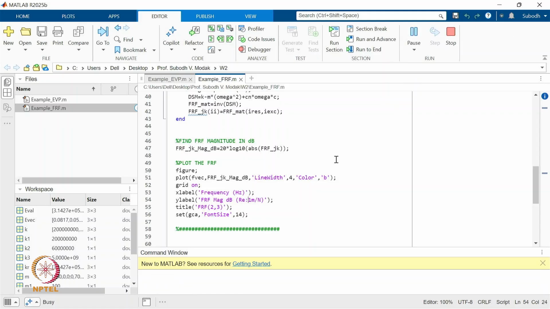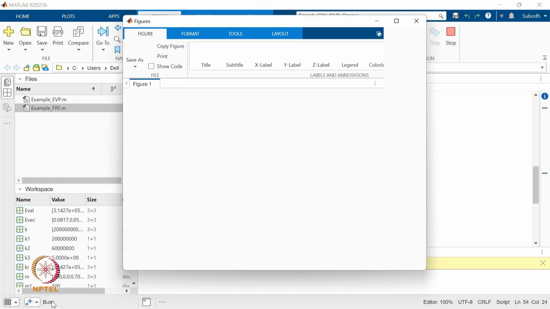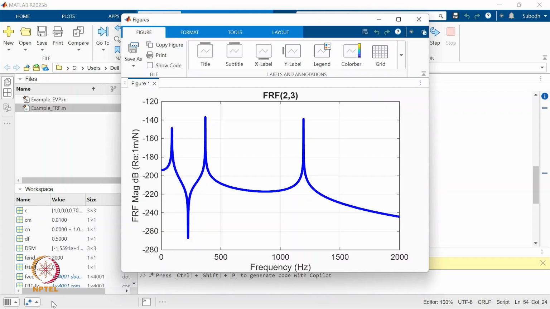It is now busy, you can see at the bottom, computing the FRF, and now it is plotting. So you can see the plot is made. On the x-axis we have the frequency, and on the y-axis we have the FRF magnitude in dB. Since it is a 3 degree of freedom system, we see 3 peaks in the FRF. They represent the frequency response going very high when the excitation frequency matches the resonance frequency. When the excitation frequency gets offset from the resonance frequency, the response comes down.